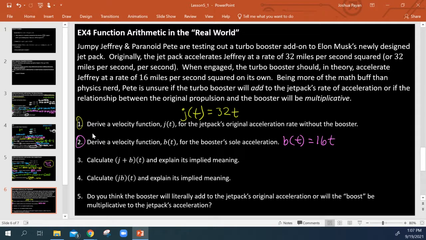And if we continue, now we're here, number 3. Calculate j plus b of t. Well, that's real simple. That would just become 48t. All I did was add 32t plus 16t, that's j of t plus b of t.